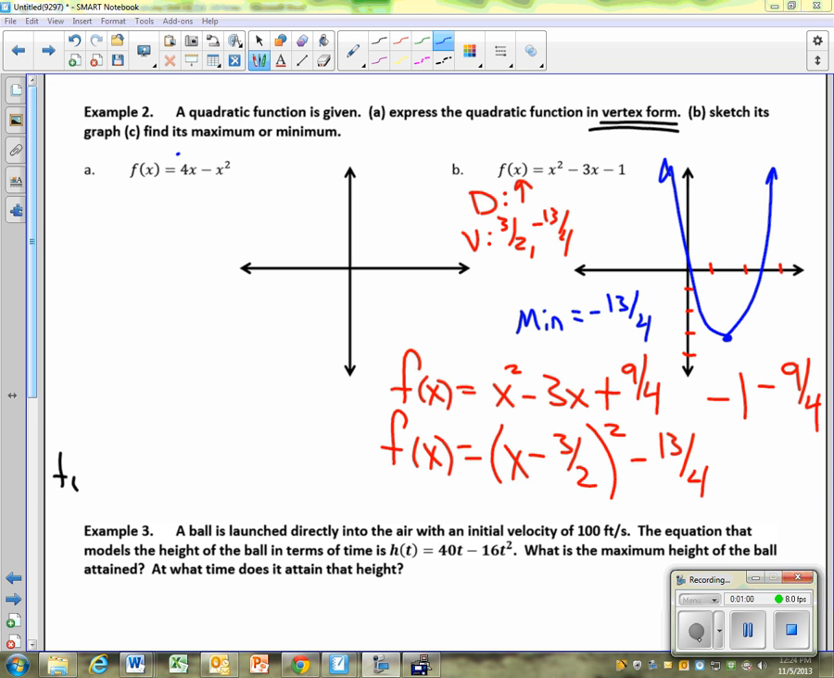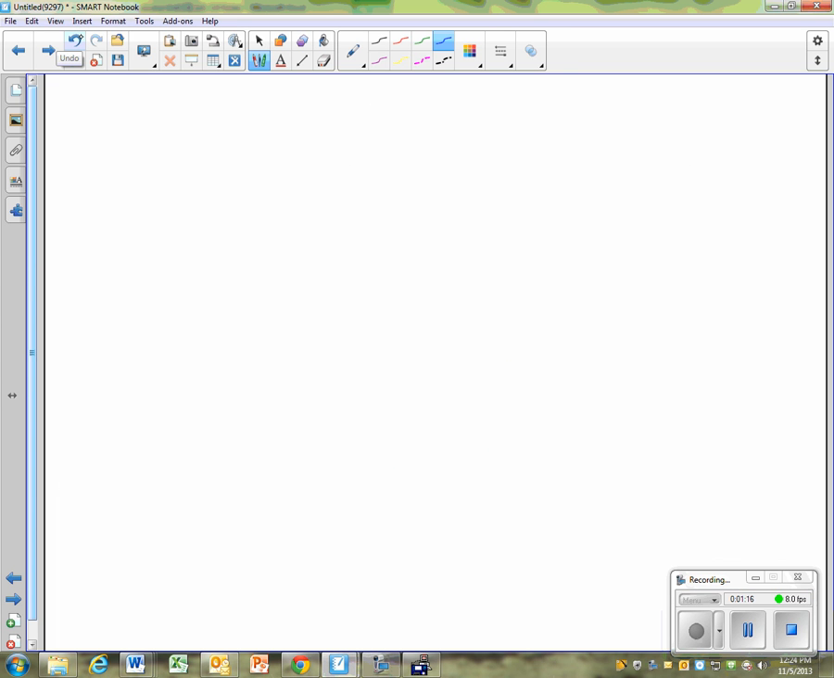So in order to put something in vertex form, your book says standard form, we want to do vertex form. That's again the type of language that gets used. We have to complete the square. So I want you guys to help me out here real quick.